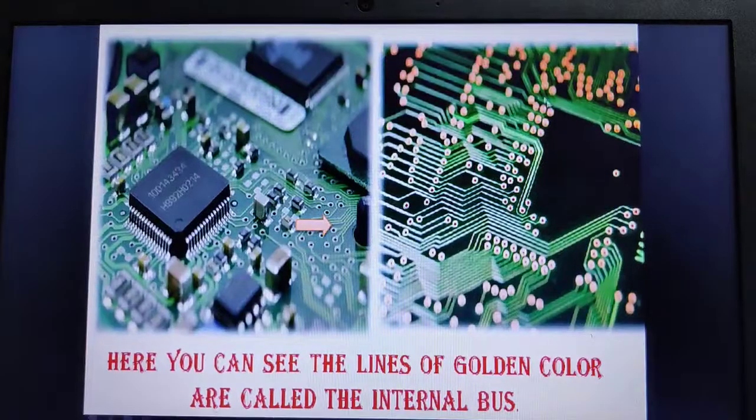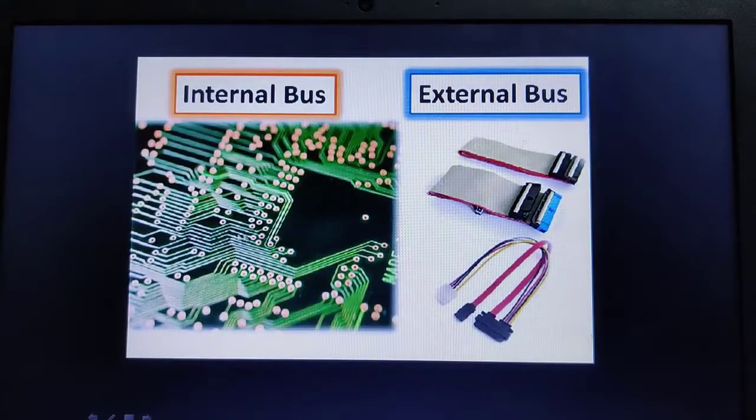One more image I can show you. Yes, these golden color wires you can see here, the lines of golden color. They are nothing but the internal bus. We have different types of bus, but what are these? Buses are nothing but parallel wires that help you carry your data and information. So this is one of the chips. Can you see the arrow mark being shown? This is nothing but the internal bus. Understood? Here we have the internal bus clearly, and these are the external bus.